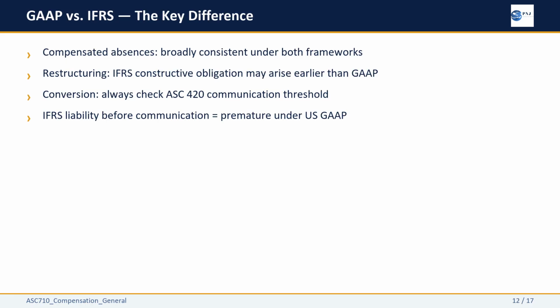The most practically important difference between U.S. GAAP and IFRS under this standard is in restructuring recognition. IFRS, IAS 37, recognizes a constructive obligation when a formal plan combined with employee expectations creates an obligation. This can happen before the specific employee communication required by ASC 420. When converting an IFRS entity to U.S. GAAP, always check whether the communication threshold was met before the IFRS liability was recognized. If it was not, reverse it for GAAP.